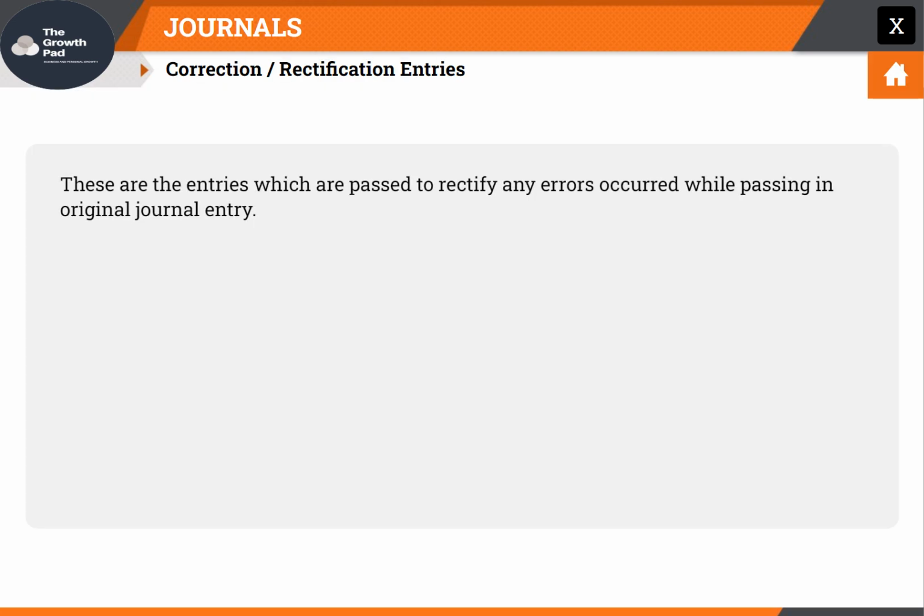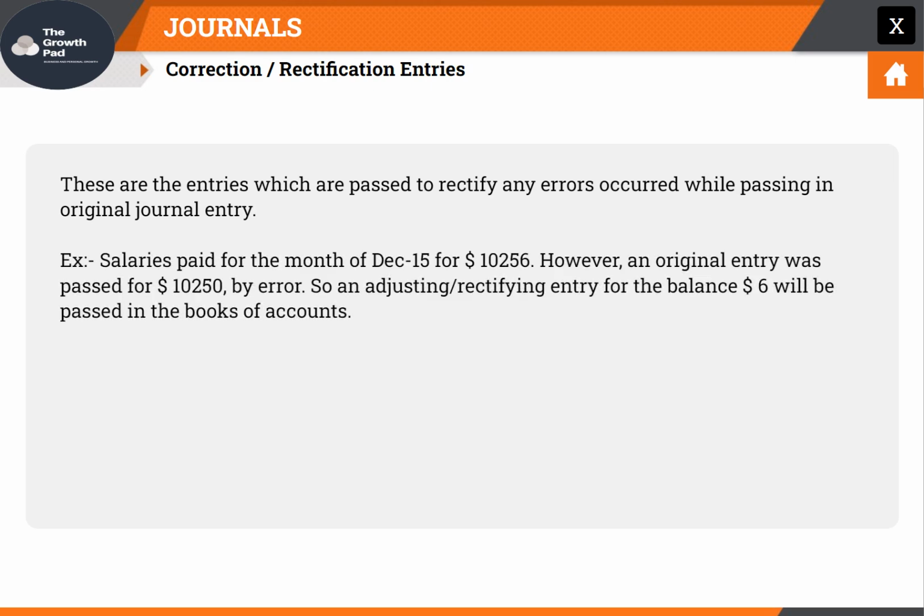Correction or rectification entries. These are the entries which are passed to rectify any errors that occurred while passing the original journal entry. Example: salaries paid for the month of Dec 15 were $10,256. However, an original entry was passed for $10,250 by error. So an adjusting or rectifying entry for the balance $6 will be passed in the books of accounts.